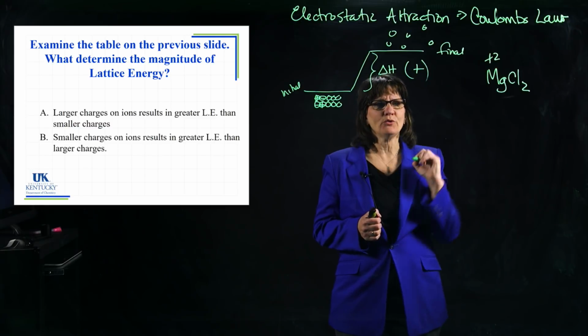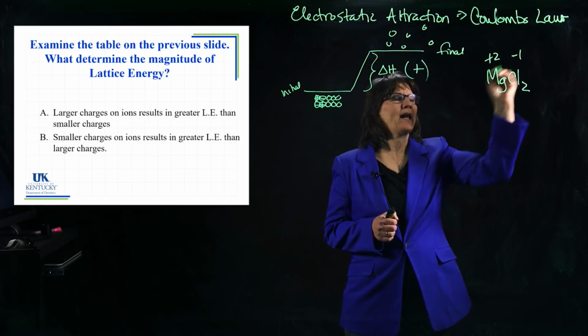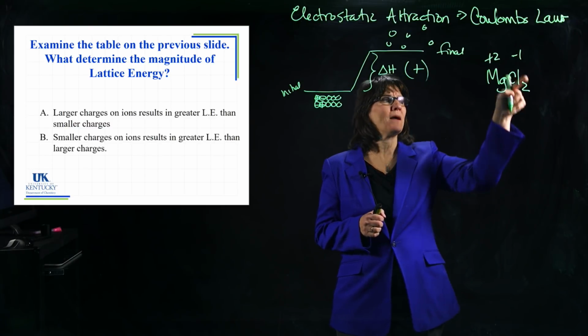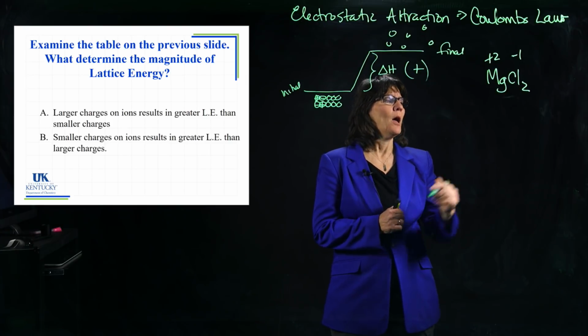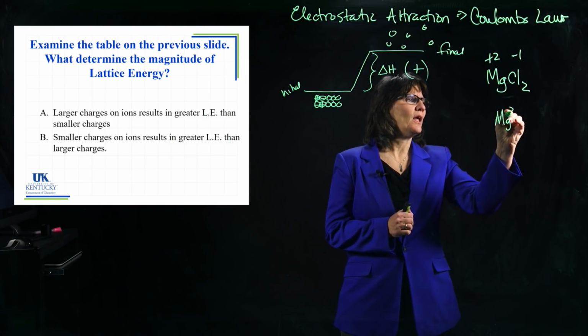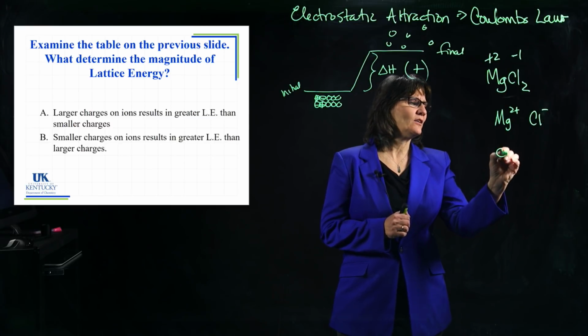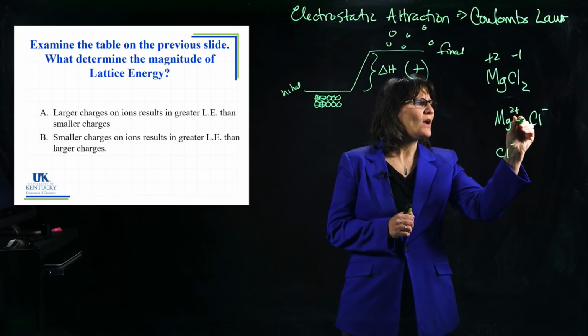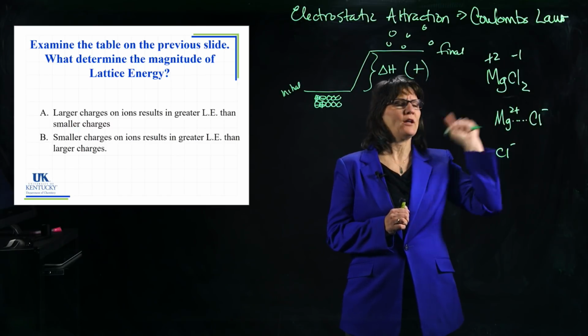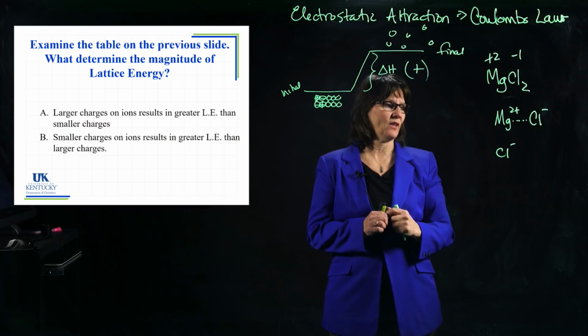Magnesium has a +2 charge. Chloride has a -1 charge. I know there's two of them. That's what makes it a good neutral compound. But the Mg2+ is being attracted to a Cl-, and it's being attracted to another Cl-. It's this attraction between a +2 and a -1 charge that we're considering in this case.